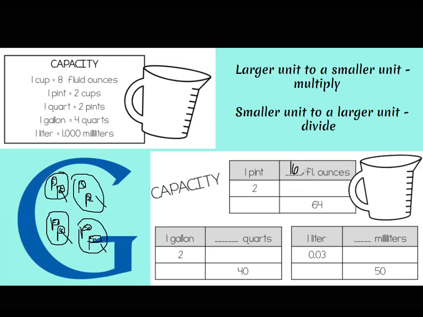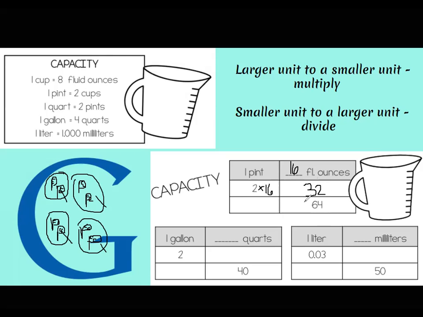So if 1 pint is 16 fluid ounces, 2 pints would be what? We're going from a pint that's larger to ounces that are smaller. So we're going to multiply, and we're going to multiply 2 times 16. And 2 times 16 is what, guys? Yep, 32. So that means 2 pints would be equivalent to 32 fluid ounces.